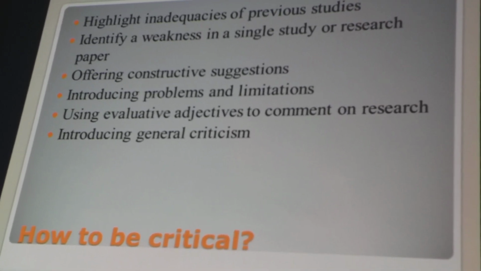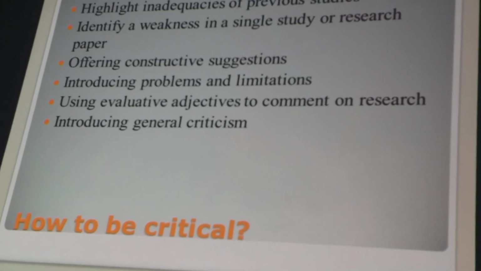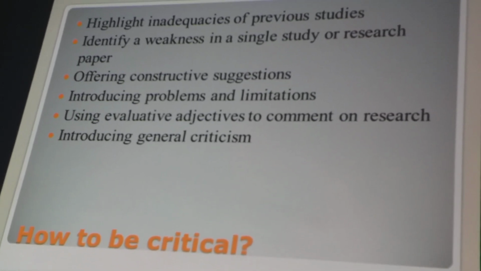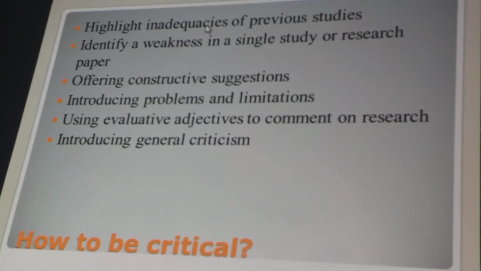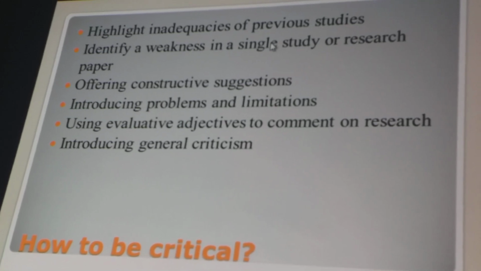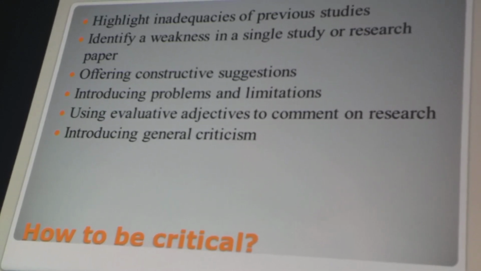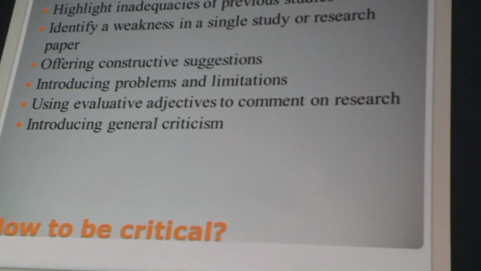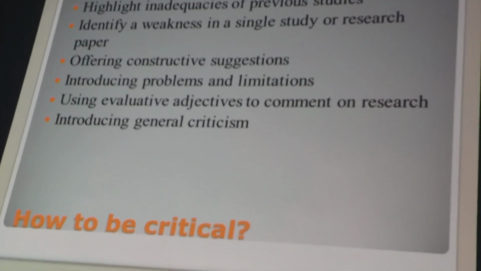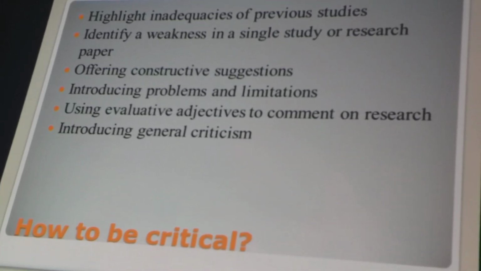So how can I include critical evaluation in my writing? There are many techniques used to include critical evaluation. For example, highlighting the weaknesses of previous studies, identifying a weakness in a single study or research paper, offering constructive suggestions, introducing problems and limitations, using evaluative adjectives, and introducing general criticism.